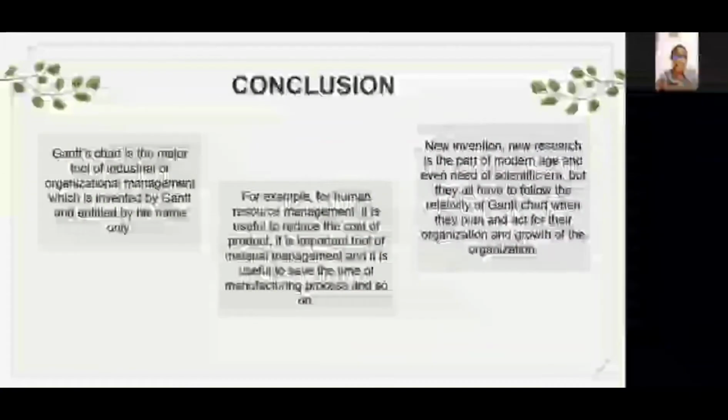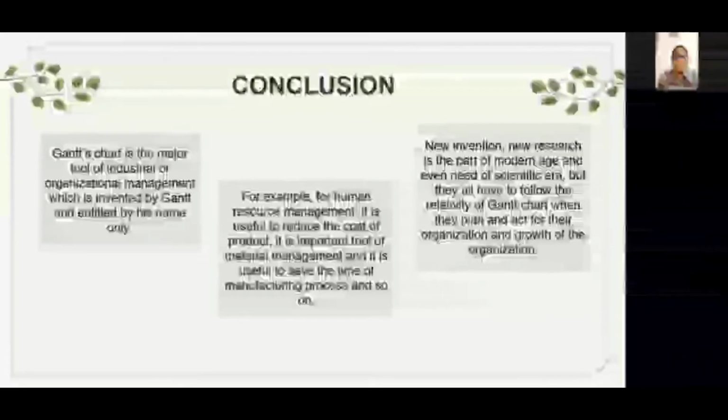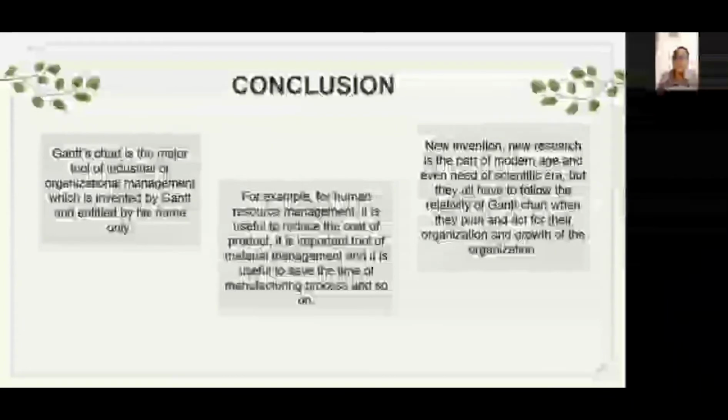The Gantt chart is a major tool for industrial or organization management, which was invented by Gantt and named after him. There are many advantages of using a Gantt chart. For example, in human resource management, it is useful to reduce the cost of a product. It is also an important tool for material management, and it is also useful to save time in the manufacturing process and others.